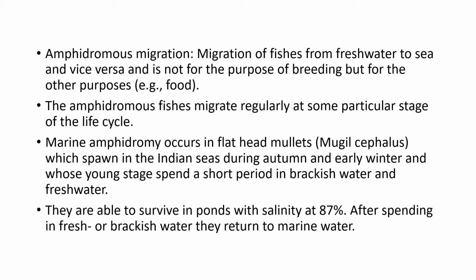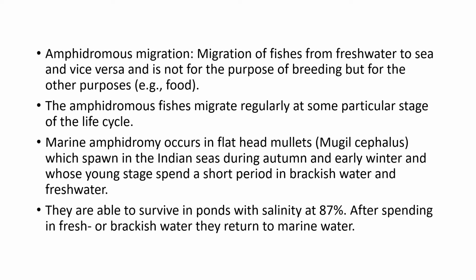So the third kind of diadromous migration is called amphidromous migration, which is characterized by the kind of fishes that migrate from freshwater to sea and vice versa. So they move from freshwater to the sea and they come back to the freshwaters again. So this kind of migration is generally not for breeding. It may be for foraging, okay, mainly for the purpose of foraging.